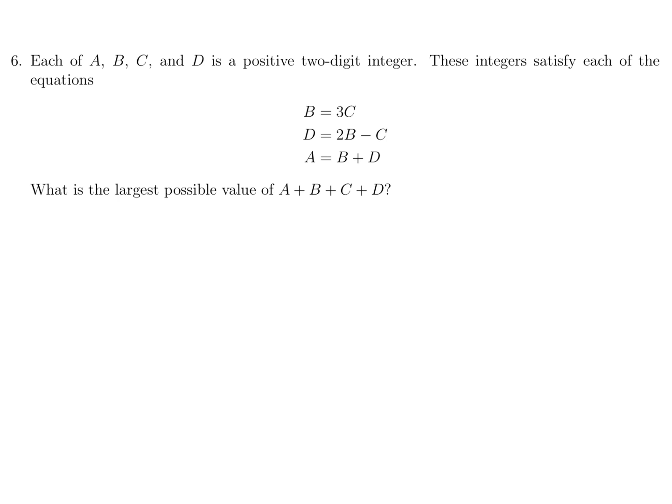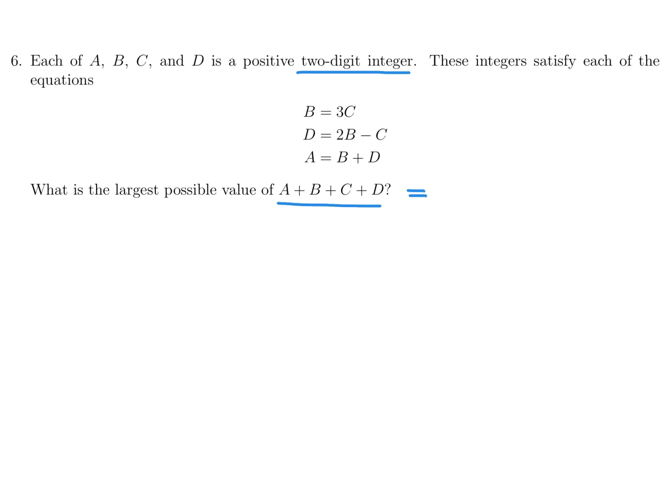Each of the a, b, c, d is a positive 2-digit integer. These integers satisfy each of the equations. b equals 3c, d equals 2b minus c, a equals b plus d. What is the largest possible value of a plus b plus c plus d? So let's actually see if we can get that into one variable. It might be possible, and if so, then we can work with that, considering that they're all 2-digit integers.